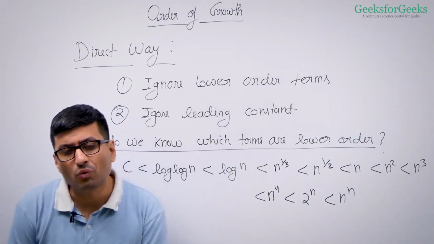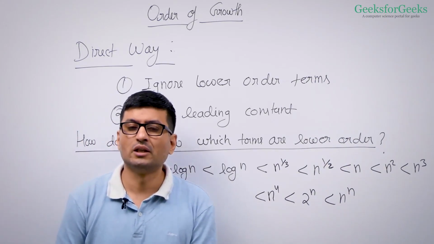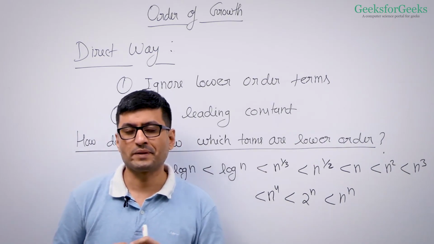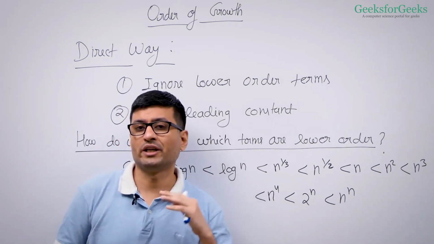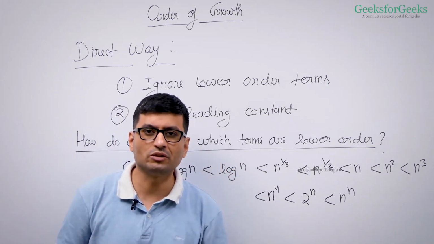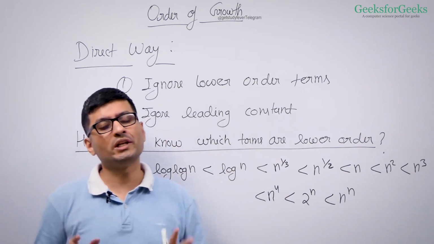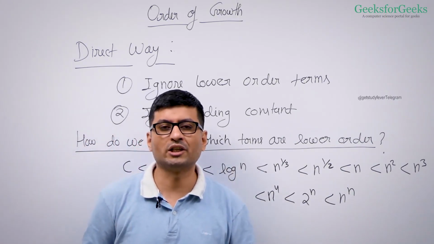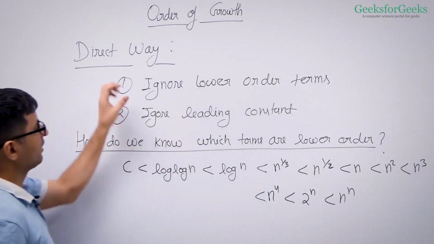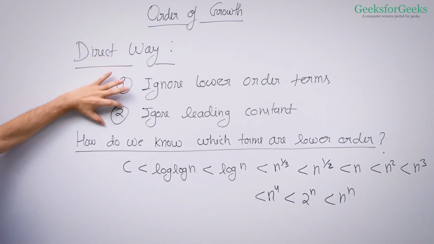There is a direct way to compare order of growth of two functions. In fact, there is a direct way to find out order of growth of any function. Under the conditions, when n tends to infinite, and we are talking about first quadrant, n greater than or equal to 0, and that function is also positive. Under these conditions, we can quickly find out order of growth of any function, and we can quickly compare these order of growth. The idea is simple. Given a function, we ignore the lower order terms, we ignore the leading constants.